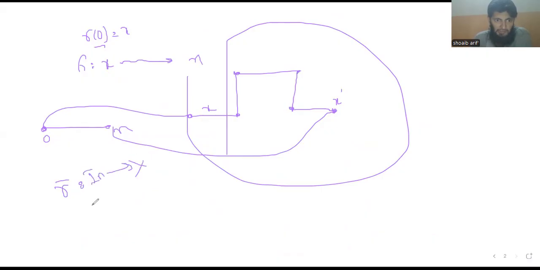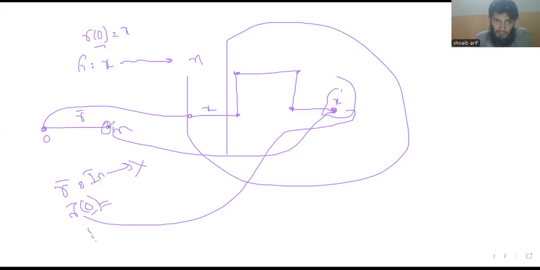It is a map from [0, n] to X. If we substitute 0 in this gamma bar, we will get this point, x prime. This is the final point for gamma, but this is the initial point for gamma bar. Okay, if we substitute n in gamma bar, we will get x. So that's why this is the reverse path of gamma.